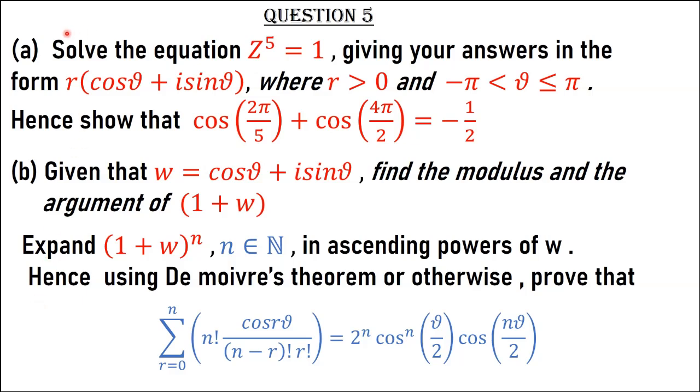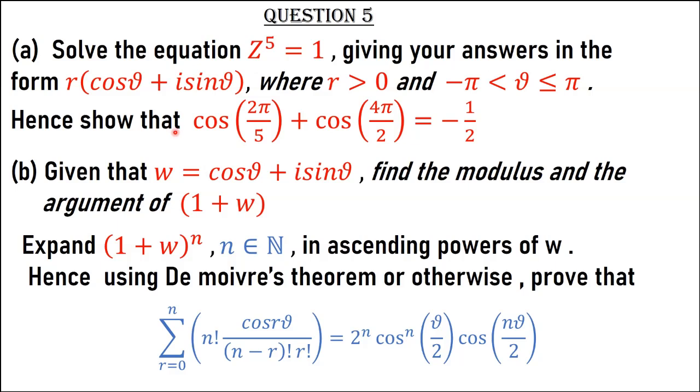So in today's video we are going to be solving a very interesting question on further complex numbers. The question is divided into two parts, the A part and the B part. The A part reads: solve the equation z to the power 5 equals 1, giving your answer in the form r(cos theta plus i sin theta), where r is greater than 0 and negative pi is less than theta, and theta on its own is less than or equal to pi.